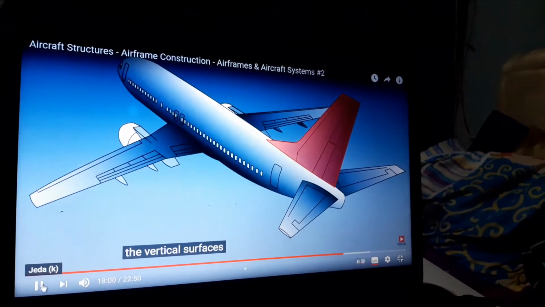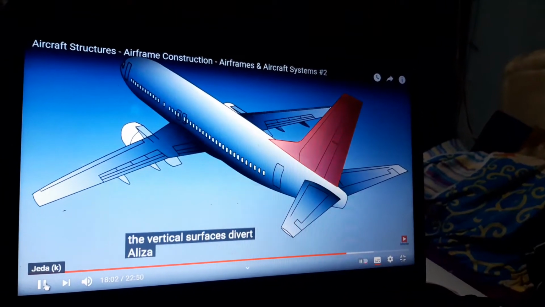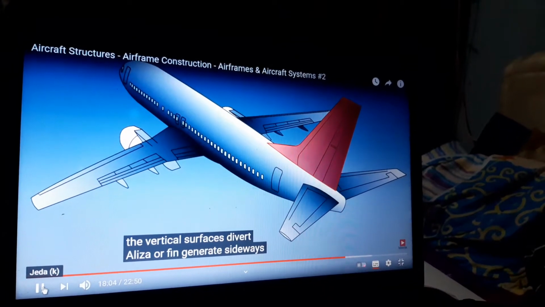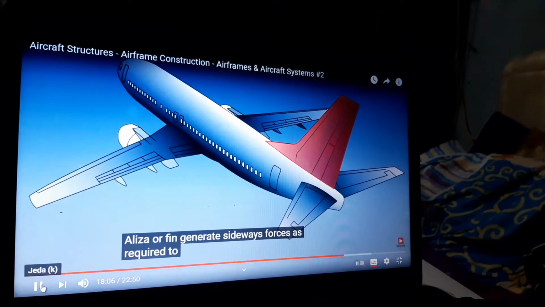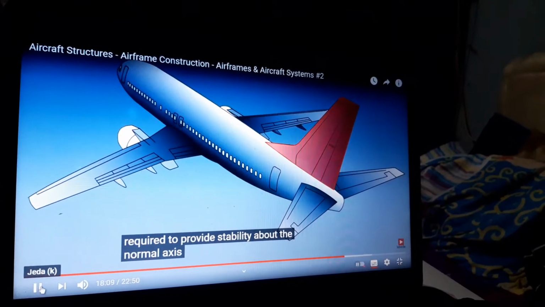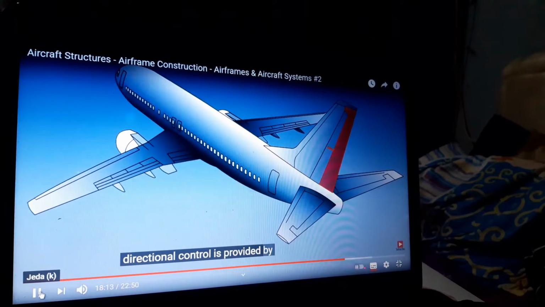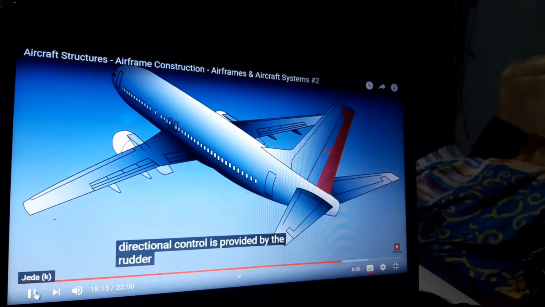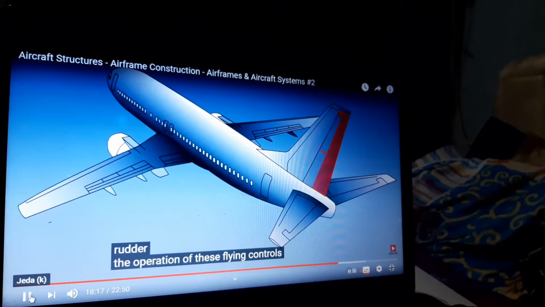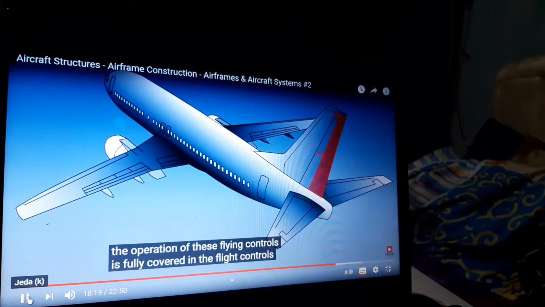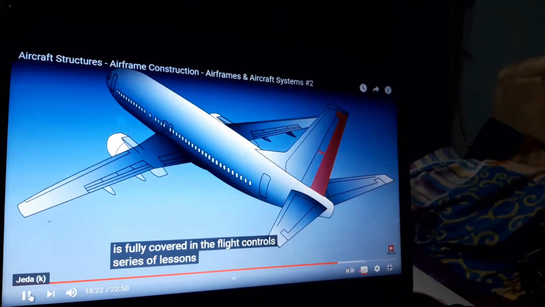The vertical surfaces, the vertical stabilizer or fin, generate sideways forces as required to provide stability about the normal axis. Directional control is provided by the rudder. The operation of these flying controls is fully covered in the Flight Controls series of lessons.